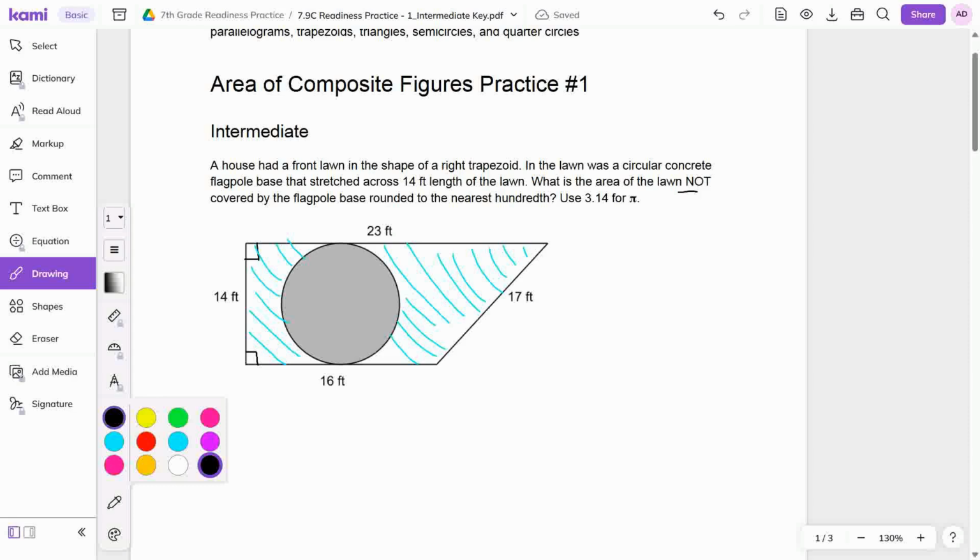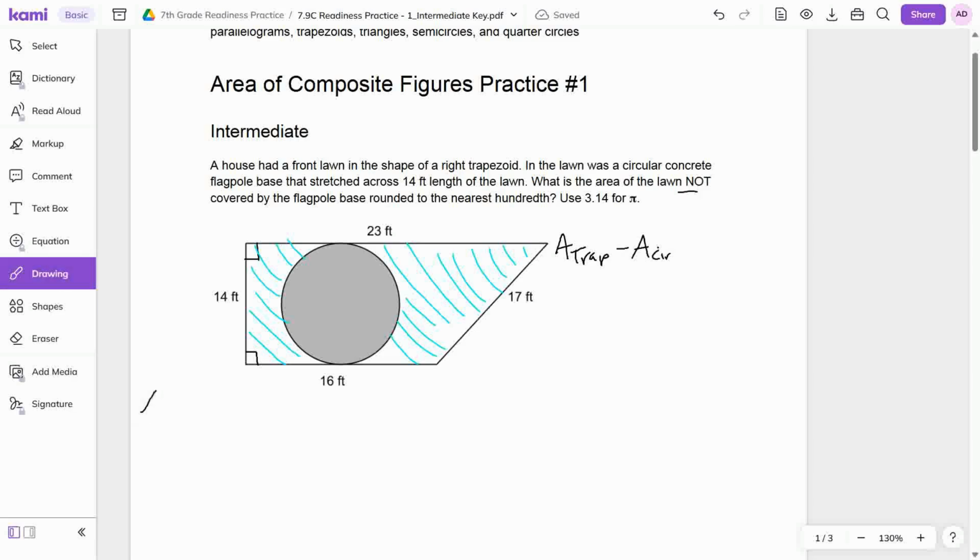So what we could do is find our area of a trapezoid. So that's the entire lawn. And then we subtract out the area of the circle. That's the flagpole base. And then that should get us what we need. And so let's first look at our area of a trapezoid.